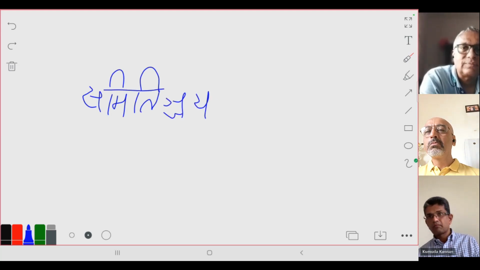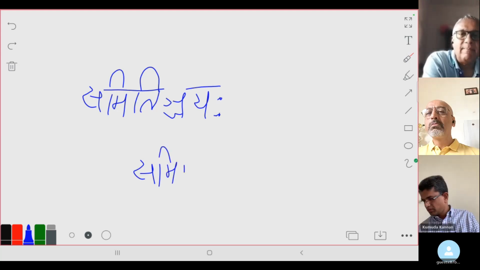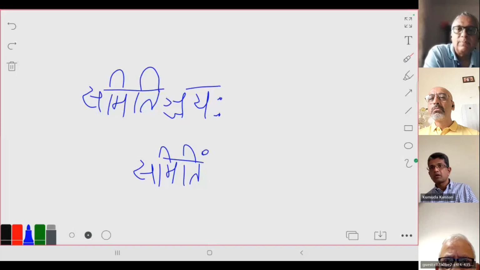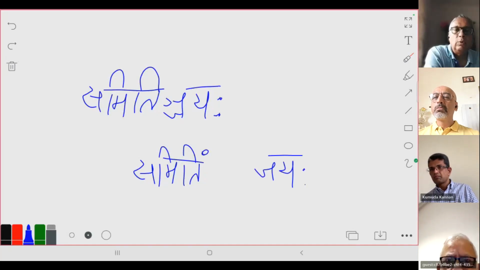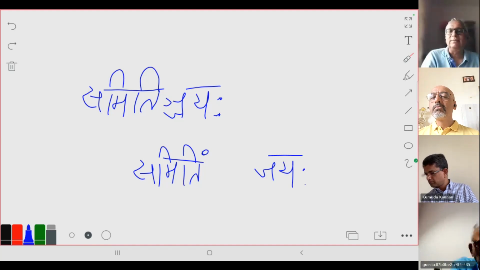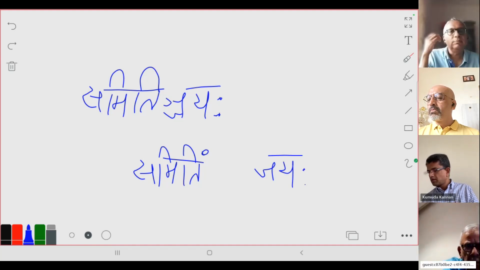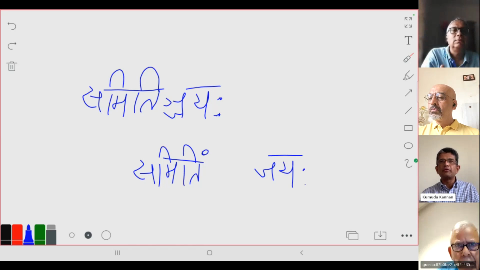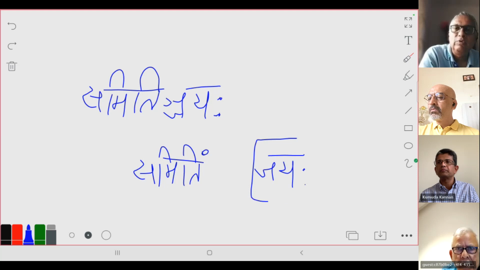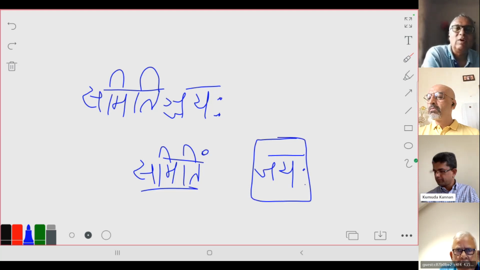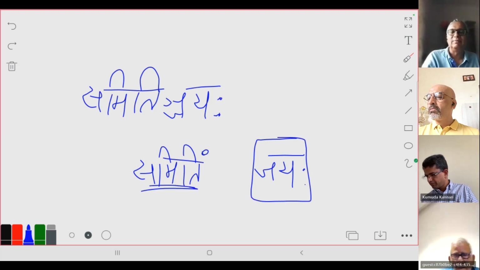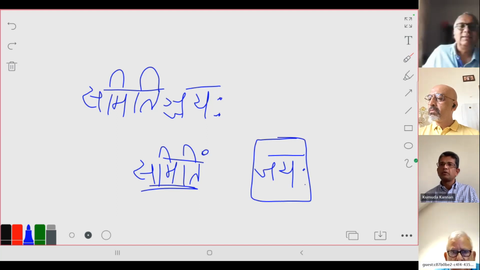Samitinjaya means Samitim Jaya, the one. Everybody knows what is a Samiti. Samiti is what? Just a group of people or association? Group of people. Very nice. So the one who is victorious over a group of people, one who wins over a group of people, right?